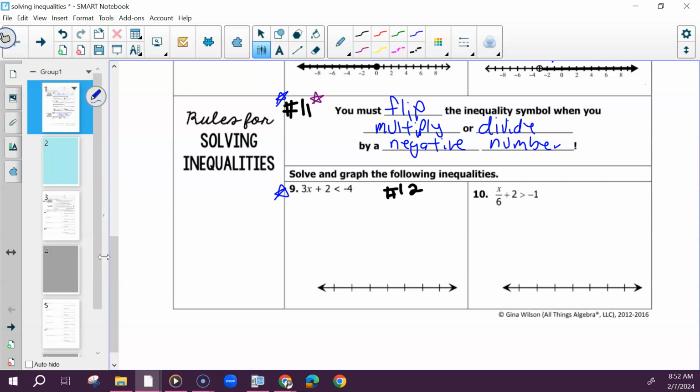So let's say I have negative 4x is greater than 4. If I were to solve this, I'd have to divide both sides by negative 4. And when I do that, because I'm dividing by a negative, the sign is going to change direction.